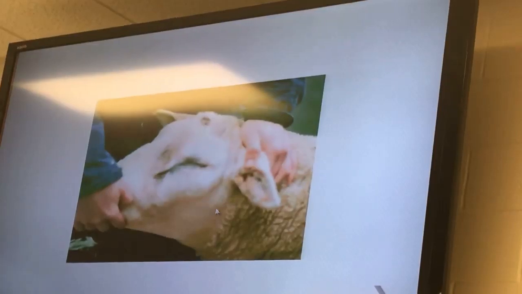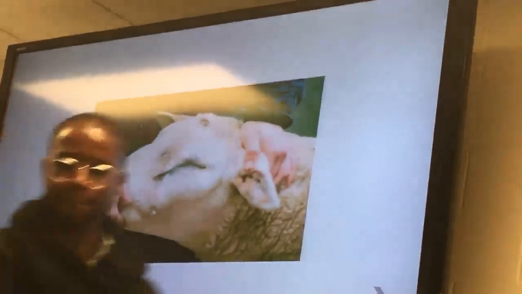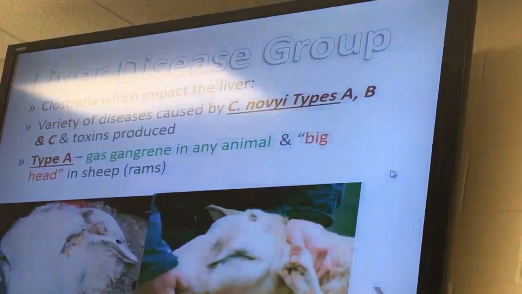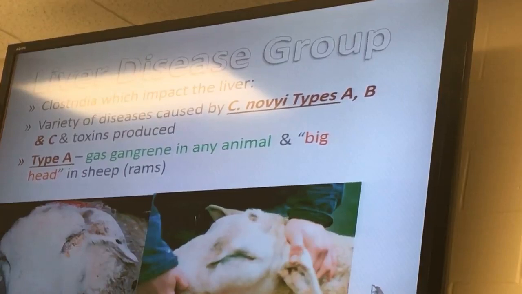In the early stages, even ewes like to fight a lot. I'll tell you what the disease is, but if you can guess it, just toss it out there. Even ewes, when they fight or if they scratch themselves when they're trying to go into hay bales and stuff, can end up with clinical signs such as this: swelling around the eyes or the head and neck. Big head disease, yeah, look at you. Also known as gas gangrene. Gas gangrene in any animal, but it's called big head disease in sheep and rams. And it's caused by Clostridium novyi, type A.